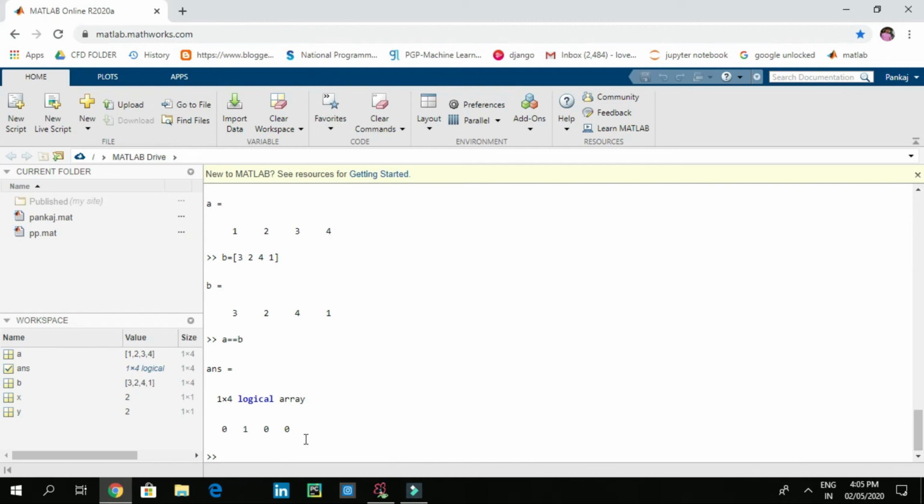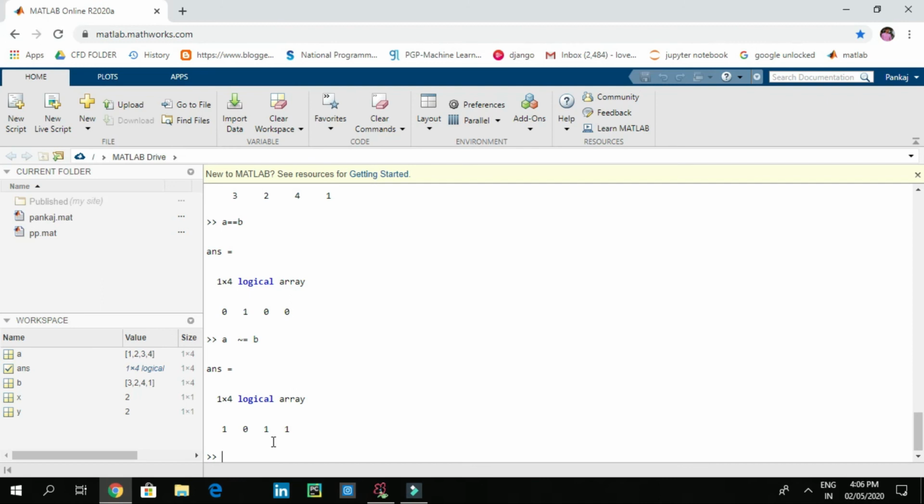So let's try A tilde equal to B. It gives 1 0 1 1. It means for the first term, 1 and 3 are not equal, the second term is false, and the next terms are true.